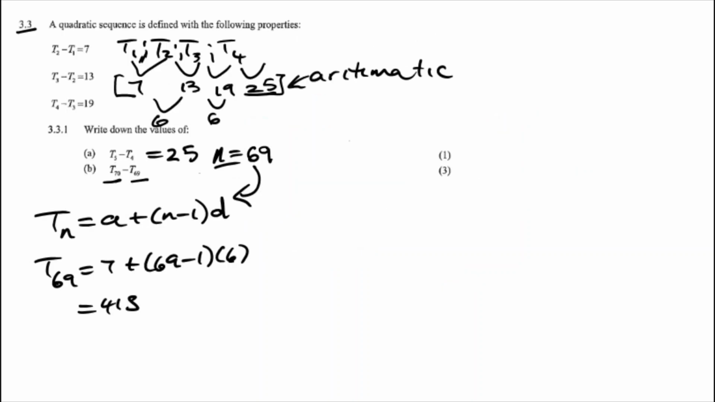For your last question, we had to find T5 minus T4, and that was 1 mark. You get a mark for the 25. We had to find T70 minus T69, and then you get a mark for substituting into the correct formula. You get a mark for also knowing that the n is 69, and then you get a mark for the answer. So that is your 3 marks.